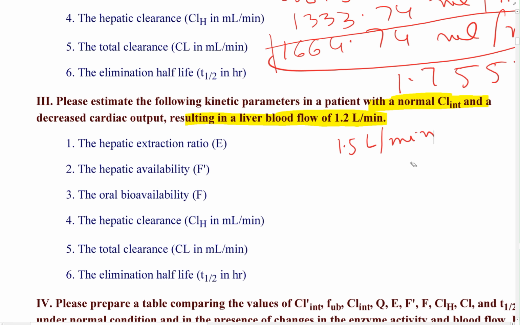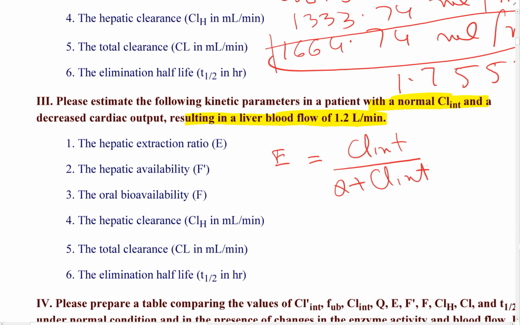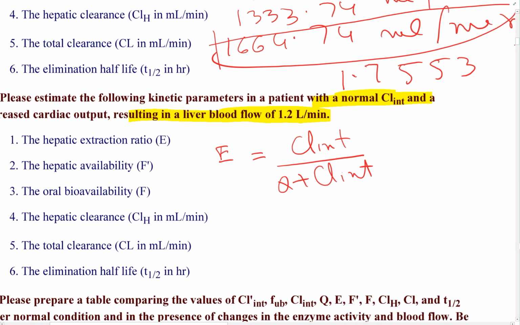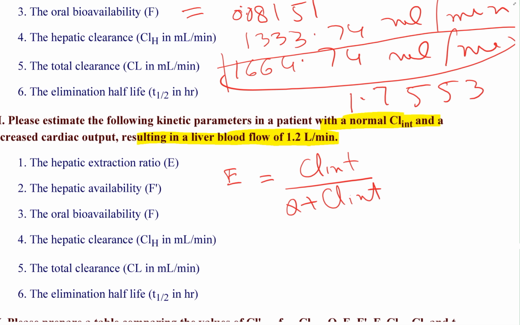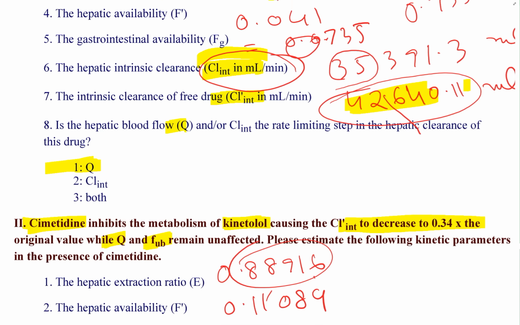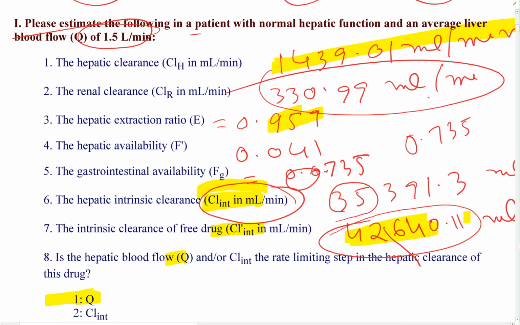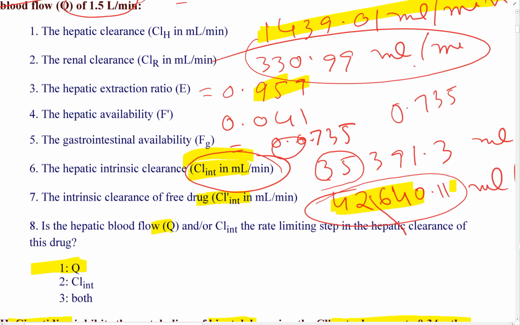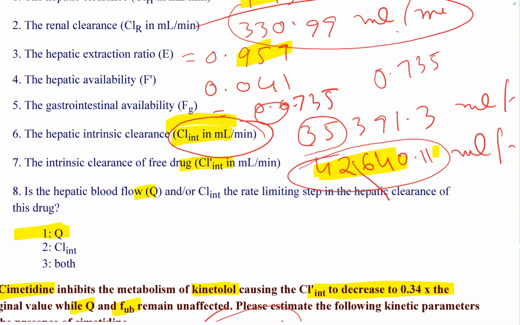So now first we have to calculate the hepatic extraction ratio. We use the same equation, E is equal to CLINT divided by Q plus CLINT. Now we know the normal CLINT. If you go back, don't lose that data, our normal CLINT was this one.